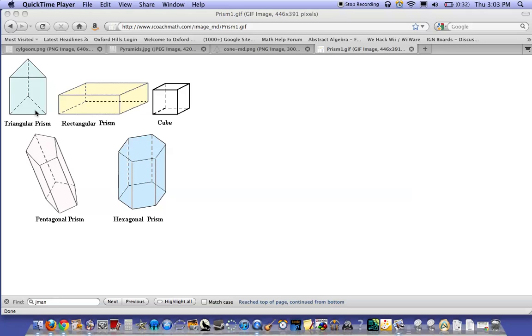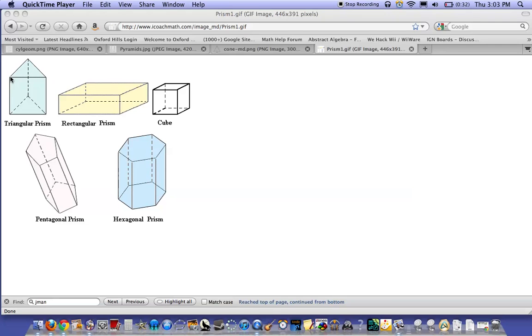Prisms have 2 bases. So if you're going to start with, for example, a triangle as your base, you're going to need 2 of them that are the same size. One goes on bottom, one goes on top.